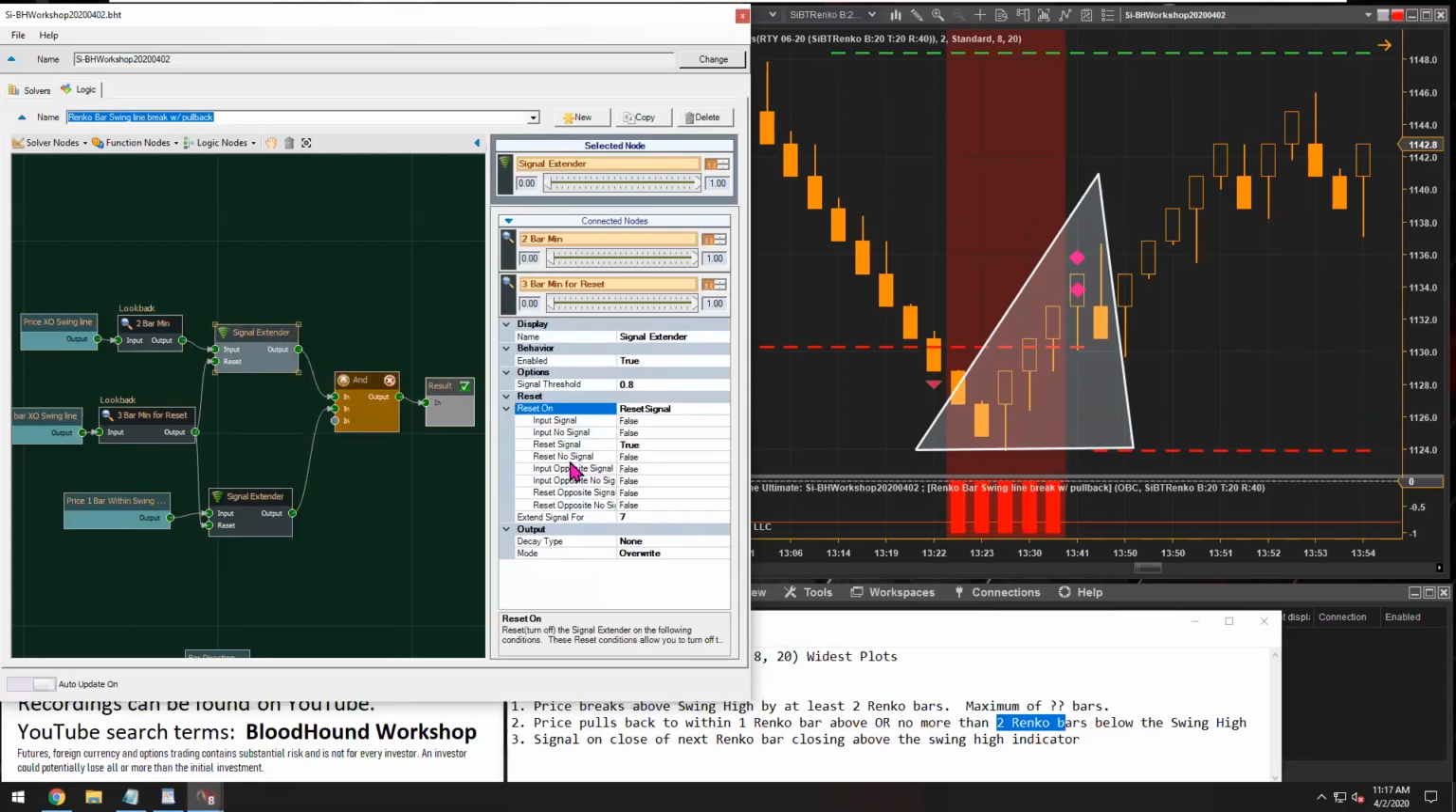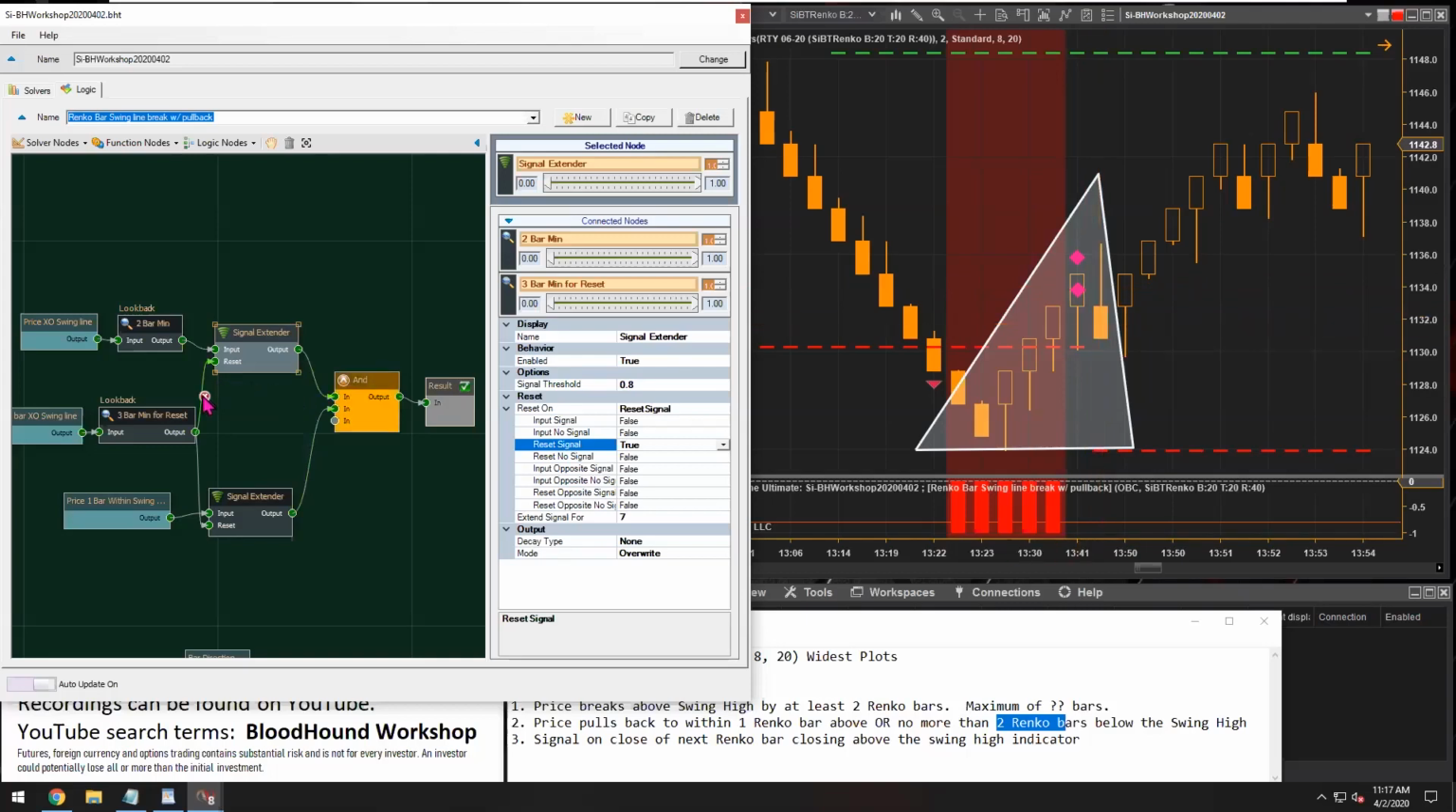Yeah, and see, I didn't even have to do anything with the resets. I didn't have to adjust any of the settings. The default setting here of reset signal is set to true, and that canceled the signal right there, right? So we can see we have an output while the whole setup process is valid. But when we get to our 3rd bar here, that invalidates the setup process, and the outputs turn off. So that would cancel any signal on this reversal bar.